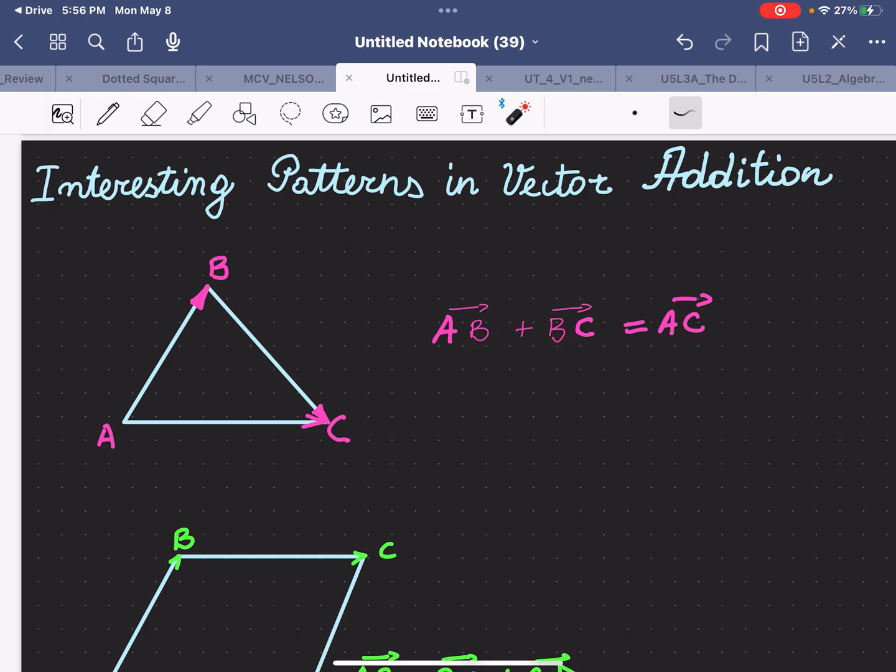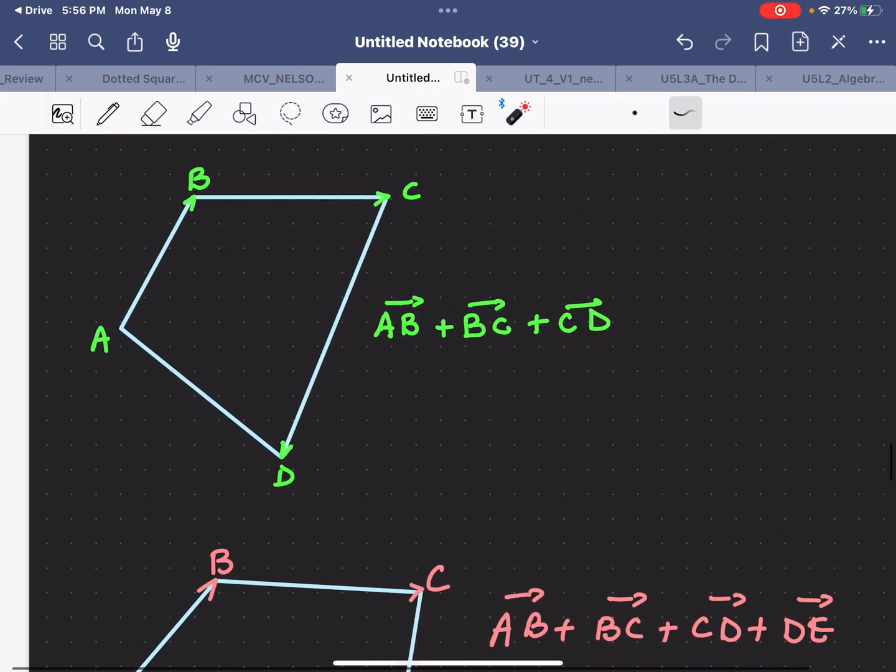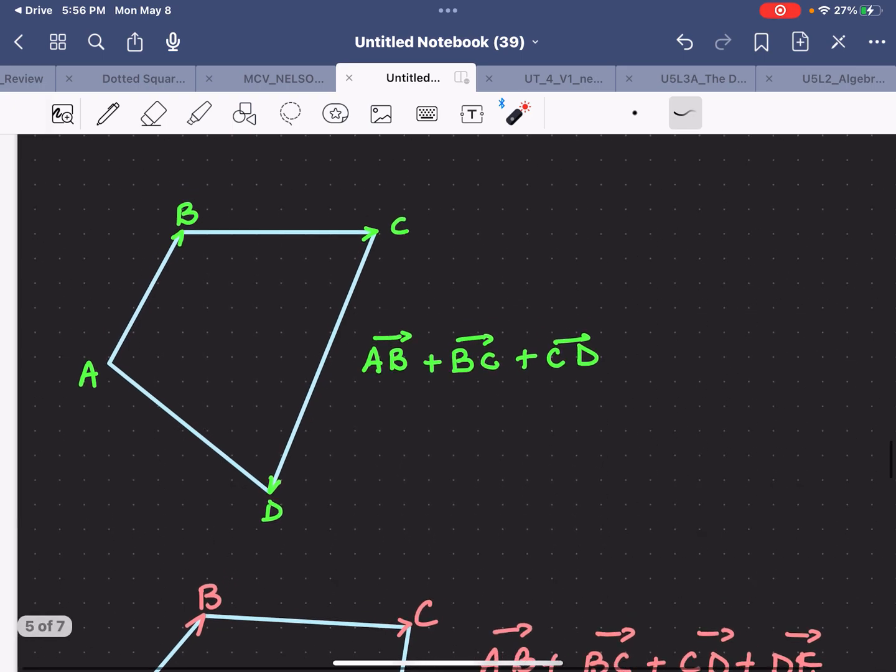Let's check and see if this works for quadrilaterals, so four sides, to see if it works for all polygons in general. In this case, we have the quadrilateral ABCD. What we're going to try to do is add the vectors AB with BC with CD and see what we get.